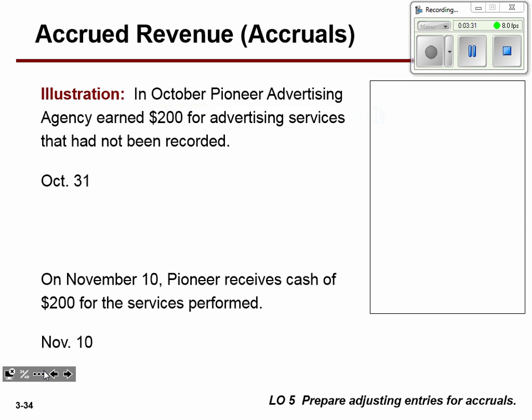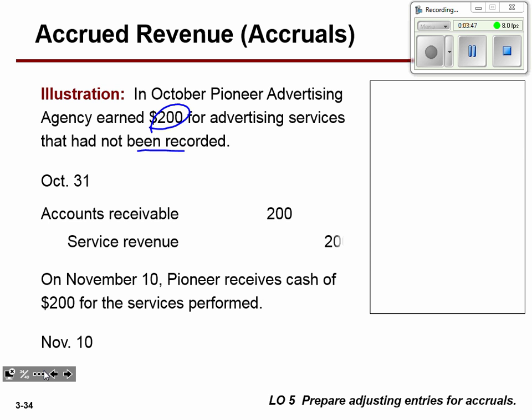This is going to feel like, hello, we've done this before. That's why it's going to feel kind of easy. In October, Pioneer Advertising earned $200 of advertising services that they hadn't recorded yet. So it's simply AR goes up, service revenue goes up. In other words, we've done the work, but it was not cash that was received. Rather, a customer is going to pay us eventually, which we know is an AR.